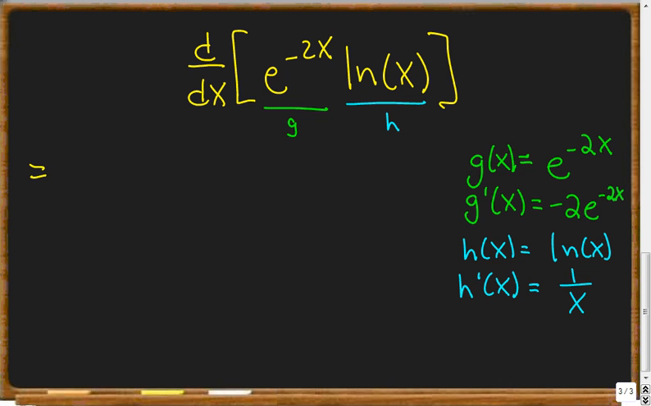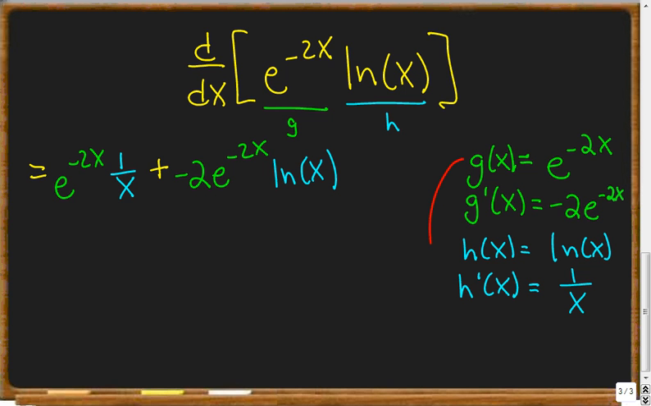So when we do that, we start off with g of x, which is e to the negative 2x. We then multiply by h prime of x, which is 1 over x. We then always add to that the derivative of g, which is negative 2 e to the negative 2x. And then we're going to multiply that by h of x, which is the natural log of x. So you can see how these things link together. g will link with h prime, and h will link with g prime. So that's how we put those together.